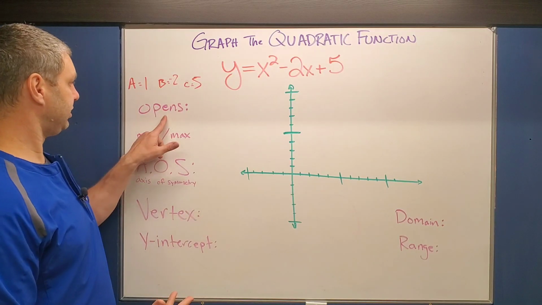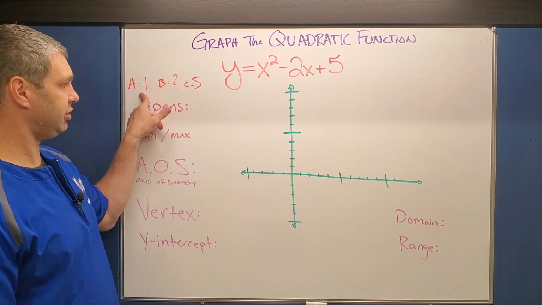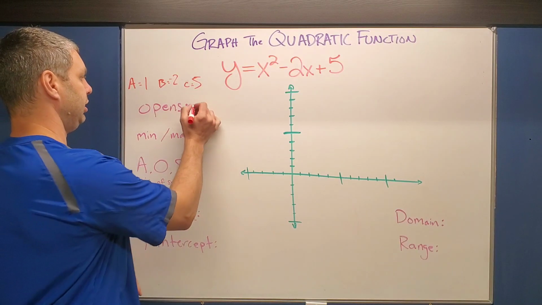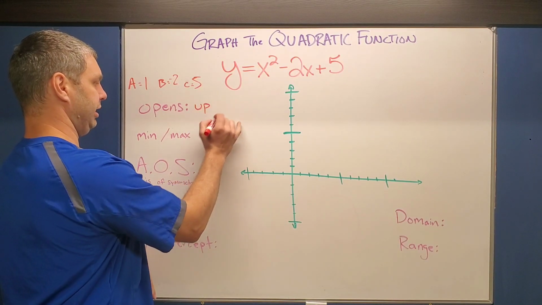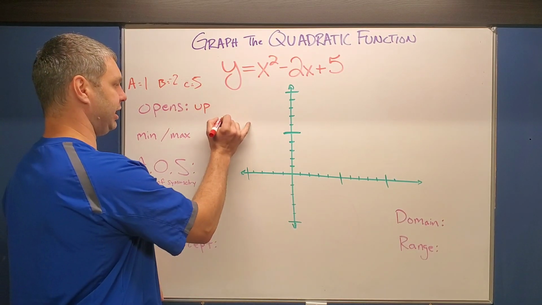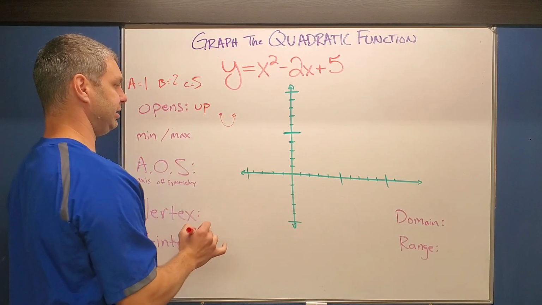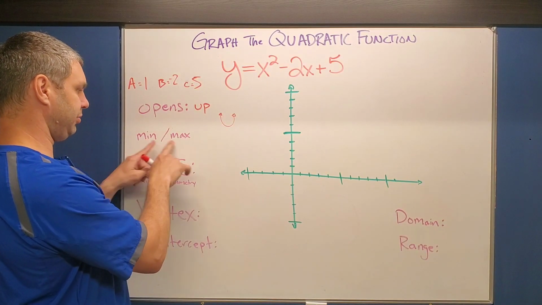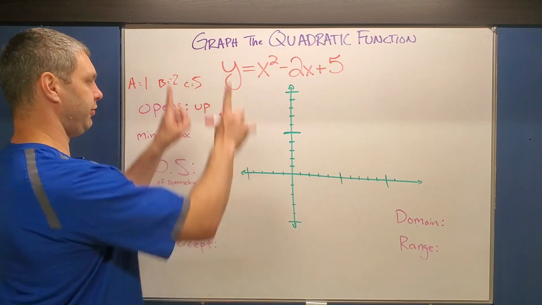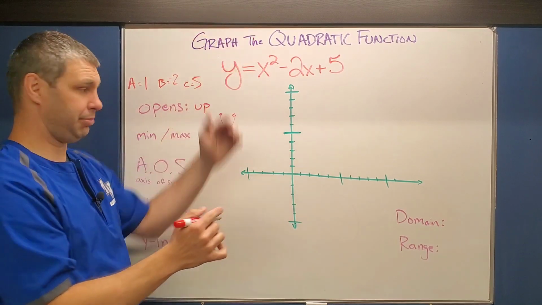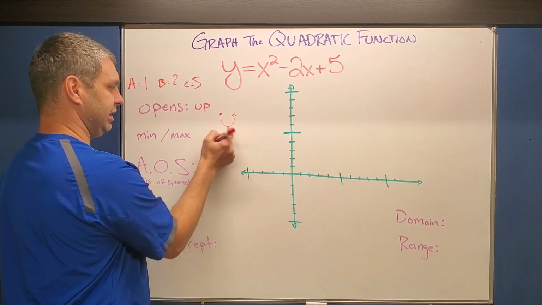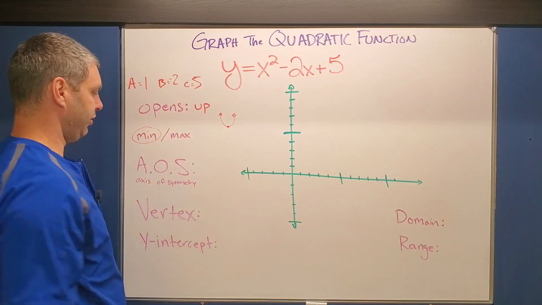Anyway, which way does it open? Well, if your leading coefficient is positive, this is going to open up. So I'm just going to say up there. And if you think a parabola that opens up is going to look something like this, is it going to have a minimum or a maximum value? Well, if it goes on forever up, it's never going to reach the top, right? And so it is going to have a bottom, which is a minimum value.